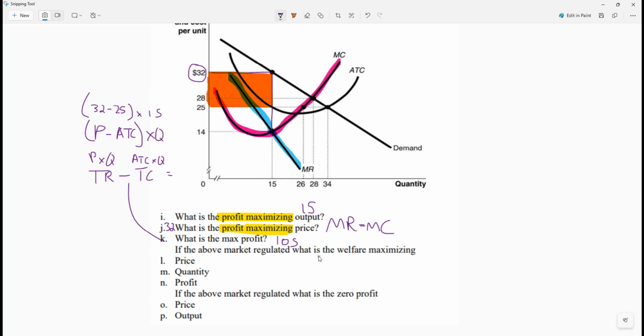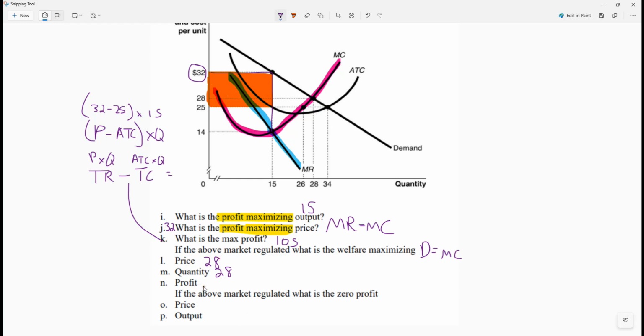Now, if the above market is regulated to the welfare maximizing, this means that we're going to go to where demand equals marginal cost. It might also be called allocatively efficient or no deadweight loss or socially optimal. So for that, you're going to go to where marginal cost and demand meet. So that quantity would be 28, and the price in that case would also be 28.